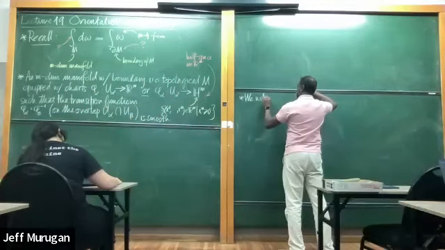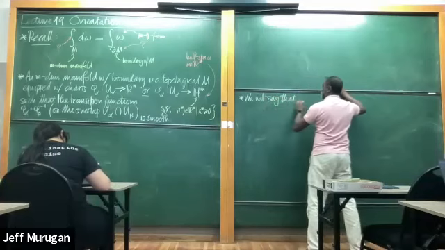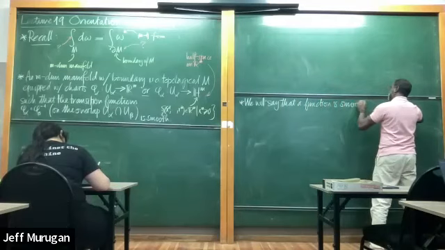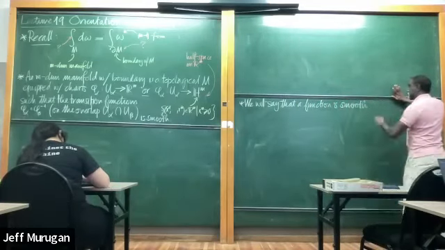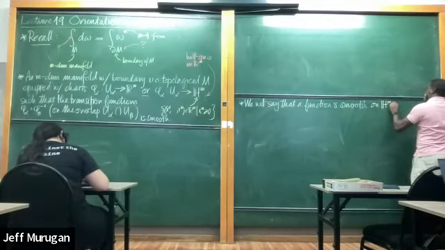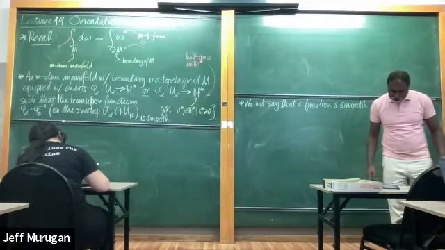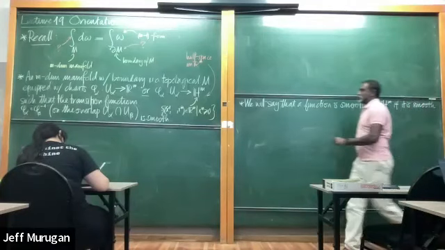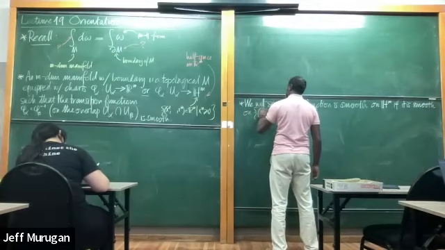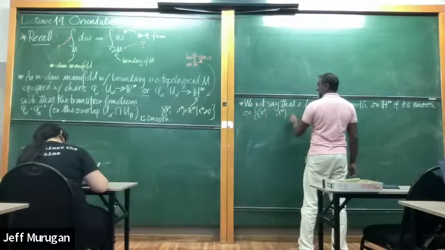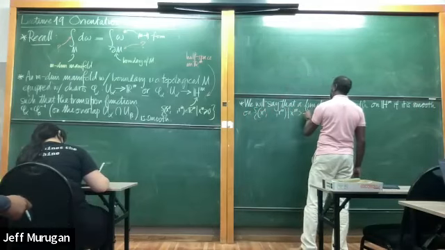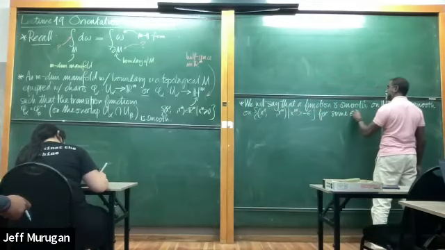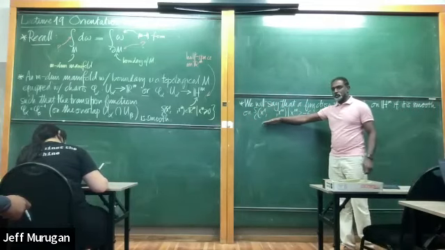Okay. We will say that a function on H^n is smooth if it is smooth on the set of (x1, ..., xm) such that xm is greater than minus epsilon for some epsilon greater than zero. The point here is that this is a manifold by our normal definition. Okay.